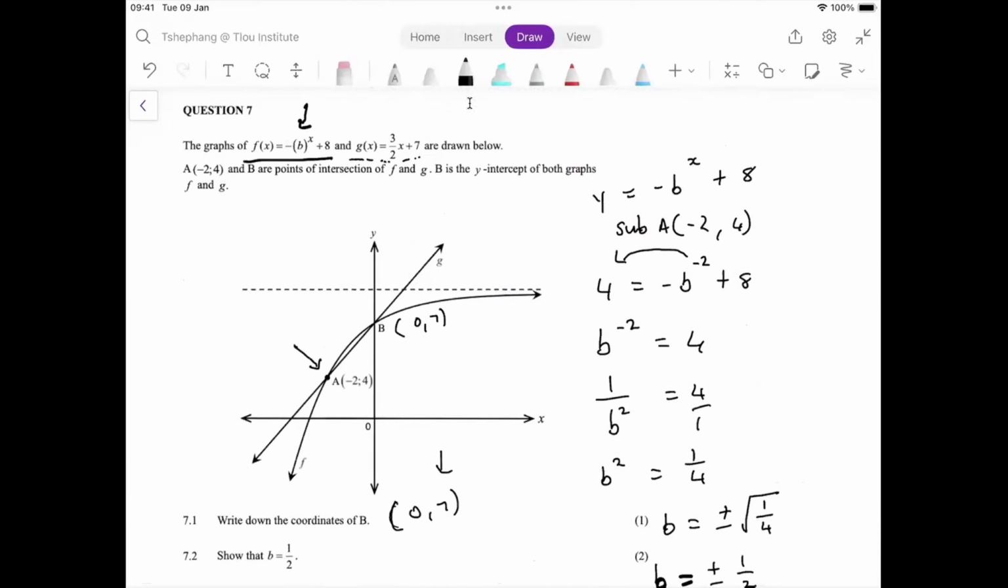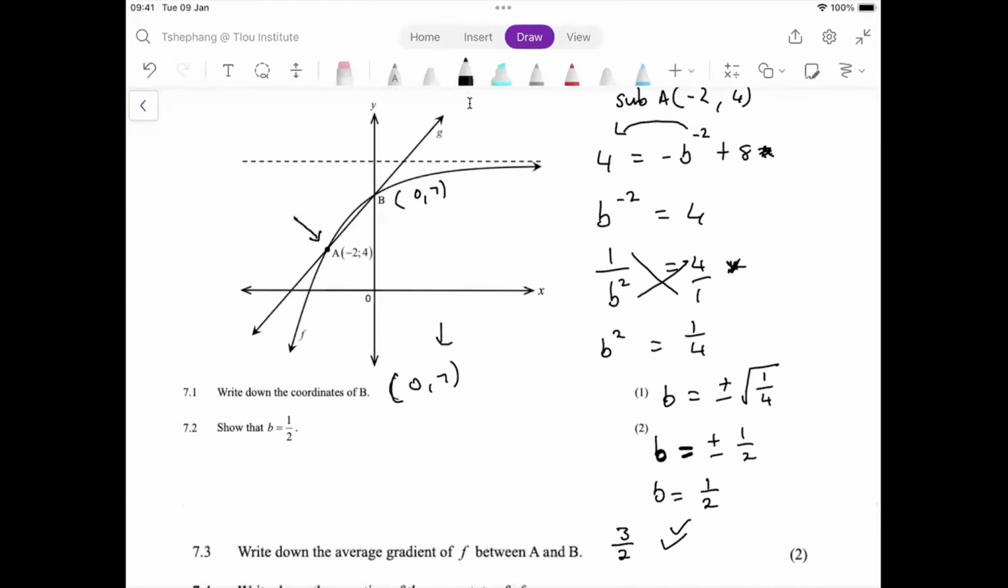Take this to the left and the 4 to the right. Once you have this step, you are then going to say 1 over b to the 2 so that you have it as a positive exponent. 4 is the same as 4 over 1. You cross multiply. 1 times 1 is just 1. b squared multiplied by 4 is 4b squared. Divide both sides by 4. You're going to have b squared is equal to 1 over 4.